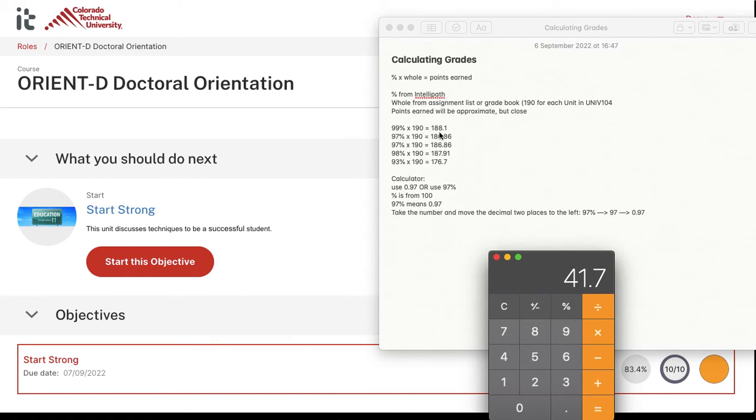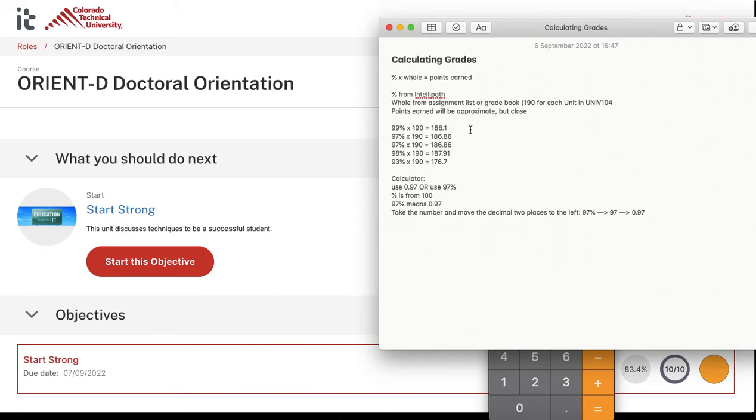But let's go look at how we got to these numbers, and then I'm going to talk a little bit about the reality. So the sample student I'm looking at has, for units 1 through 5, 190 obviously for every unit. That's how many points we have. But they've gotten varying percentages. They've got 99%, 97% for units 2 and 3, 98% for unit 4, and 93% for unit 5.